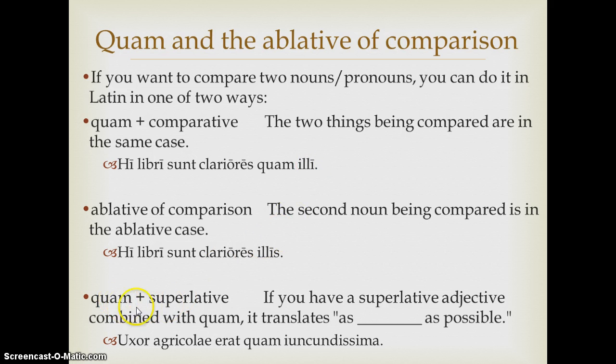Quam can also be used with superlative adjectives. If you do that, then quam plus the adjective translates as blank as possible. Okay? So let's look at the following sentence. Uxor agricolae erat quam iucundissima. The farmer's wife was as pleasant as possible. You no longer have to translate the superlative as most or est or whatever. Quam plus the superlative translates as blank as possible. Quam iucundissima, as pleasant as possible.